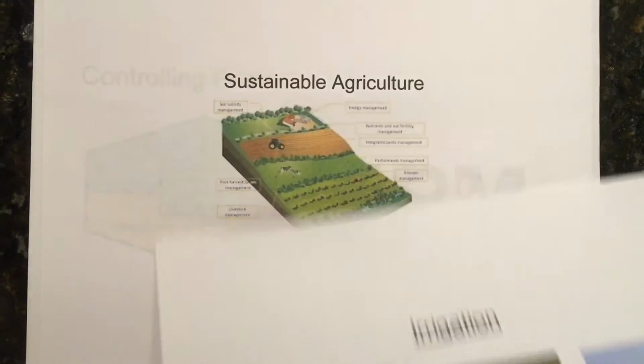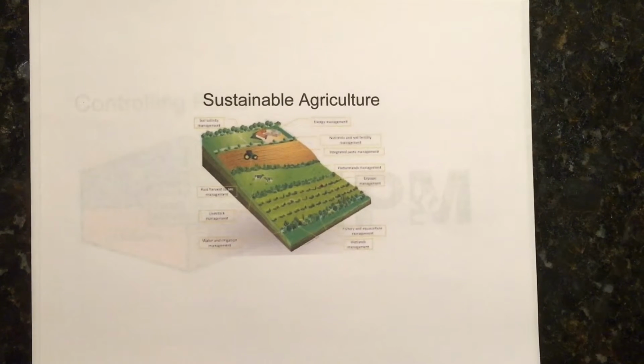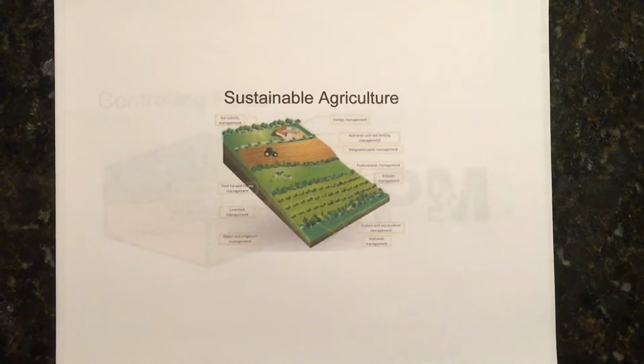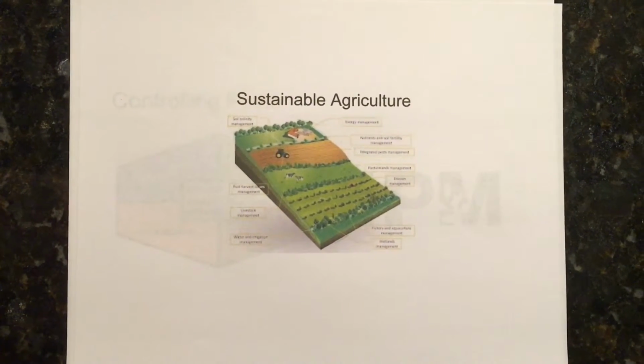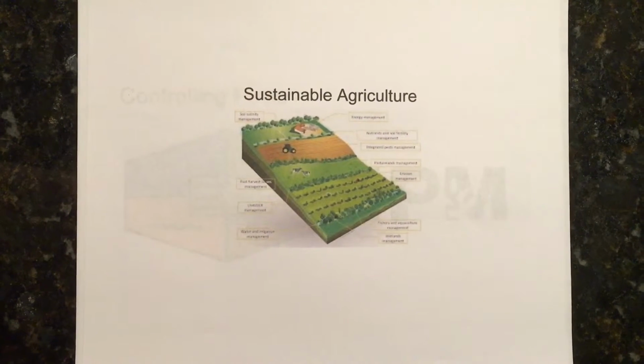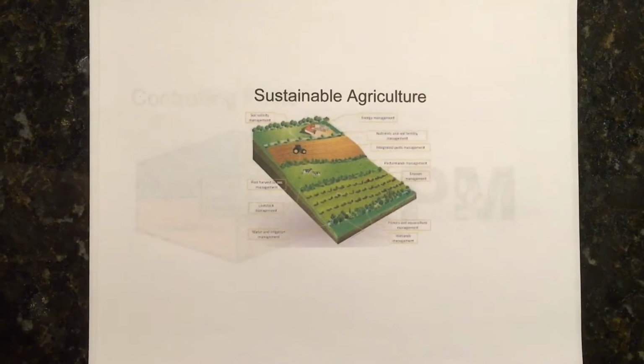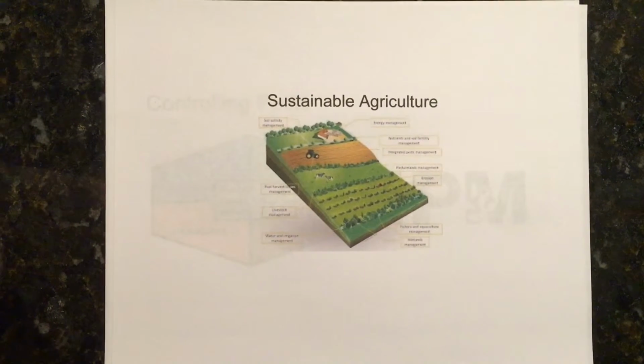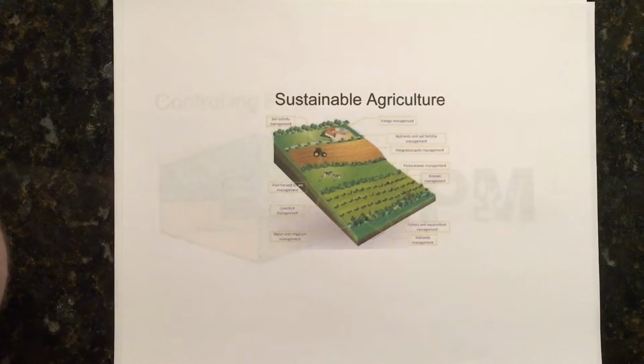Then, sustainable agriculture. In simplest terms, sustainable agriculture is the production of food, fiber, or other plant or animal products using farming techniques that protect the environment, public health, human communities, and animal welfare.